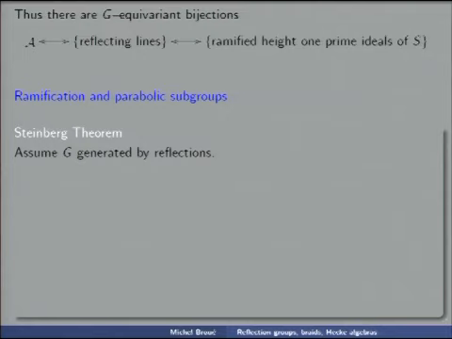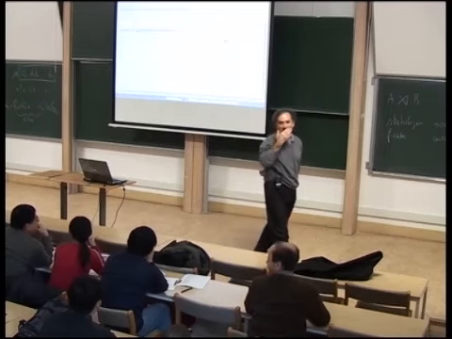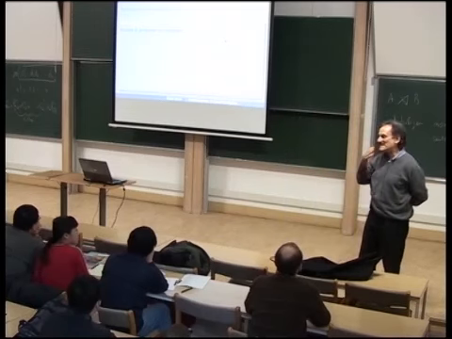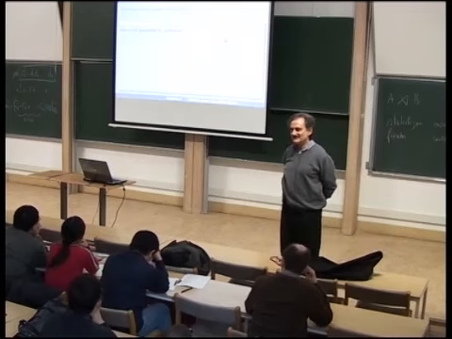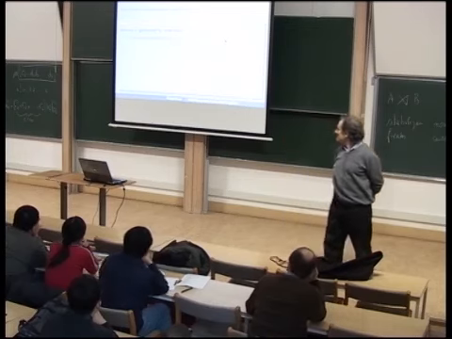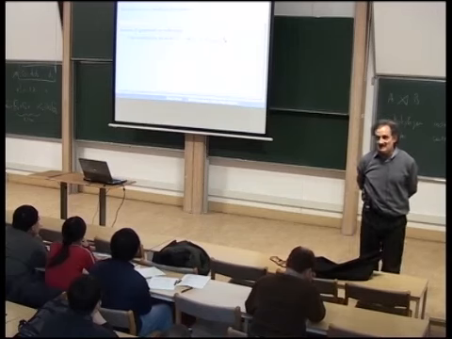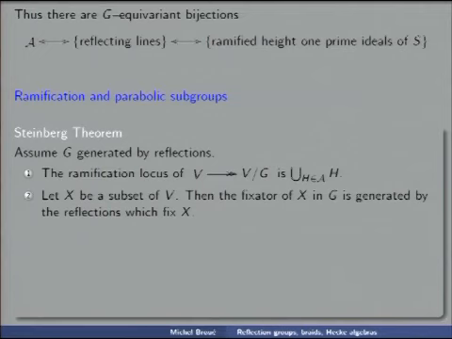So, well, first of all, we have to know which theorem this is, after all, because Steinberg didn't prove a single theorem. So assume that G is generated by reflections. I'm going to give you the statement and then the comments. Then the ramification locus of this extension is precisely the union of hyperplanes. I already said that.